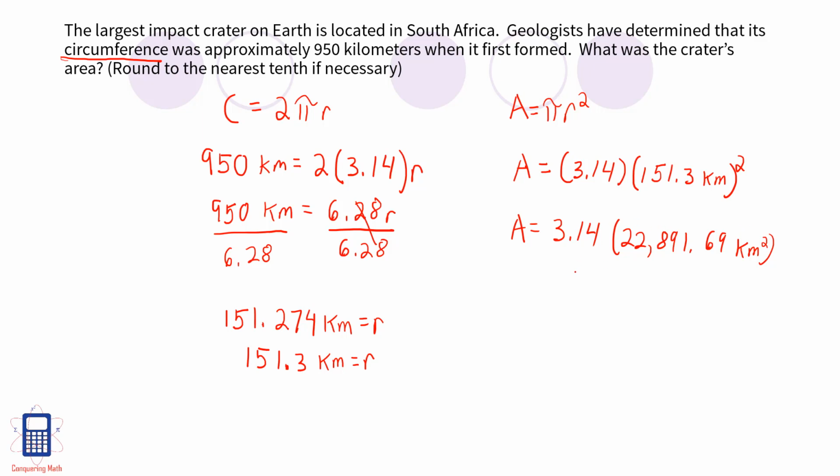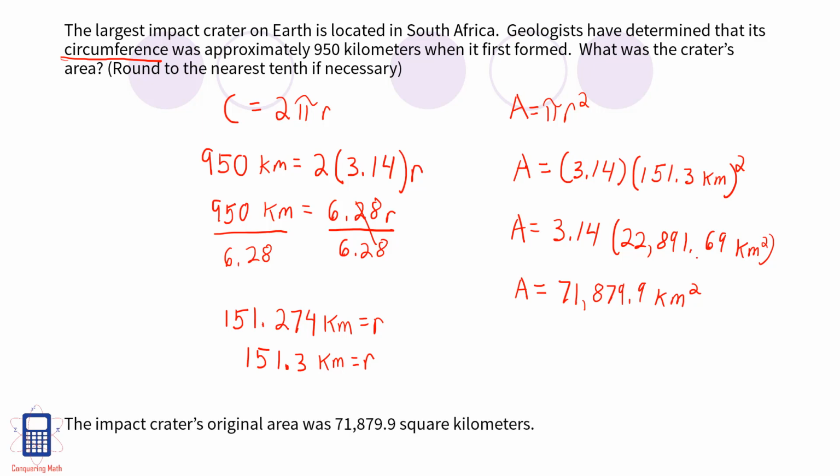Okay, and now our last step is to multiply by 3.14, and we find a total area of, and if we round it off, we get 71,879.9 square kilometers. And that's it. That's the area of the original crater when it first formed. The impact crater's original area was 71,879.9 square kilometers.